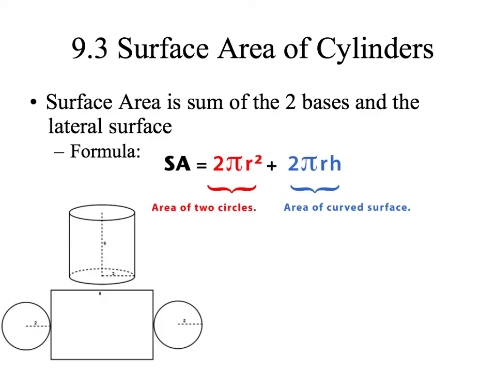Alright, Mr. Walber here for section 9.3, surface area of cylinders. As it says here, the surface area is the sum of the two bases and the lateral surface. There is a formula if you want to use it.